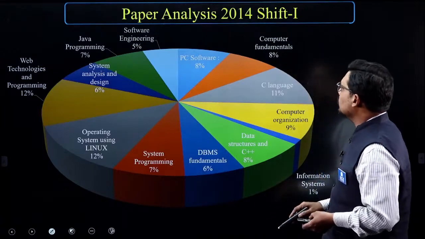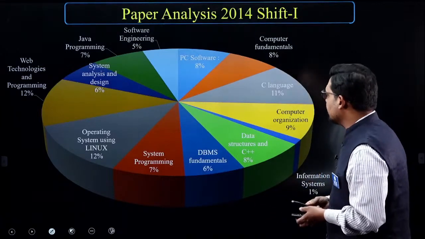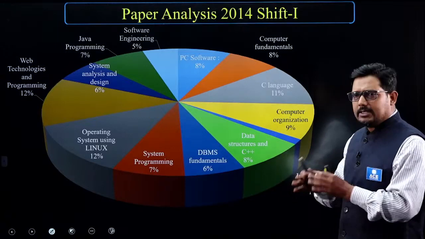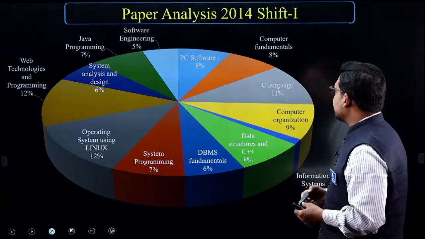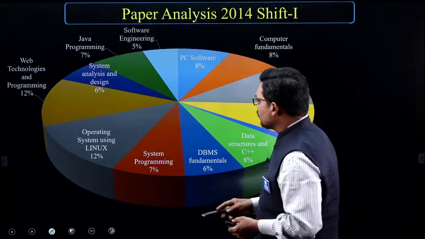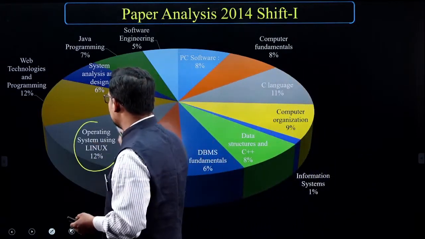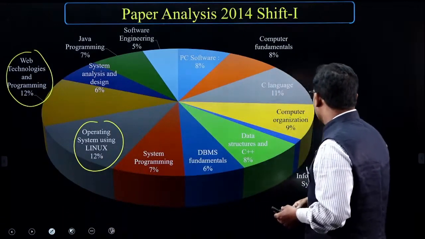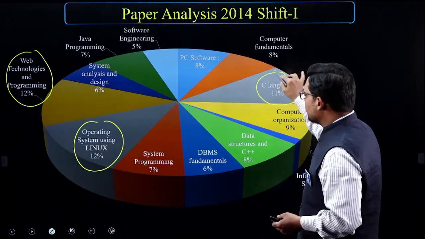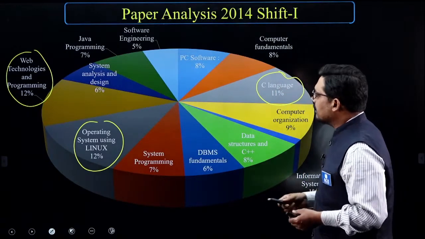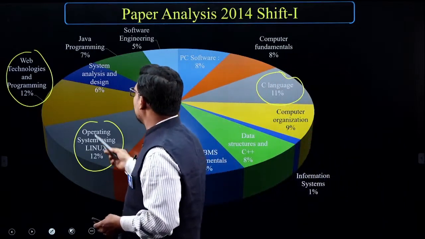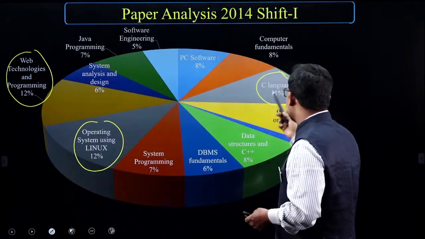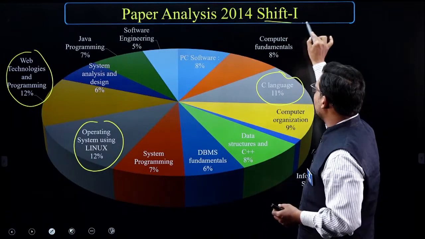And this is the 2014 analysis. Whether it will reflect or not remains to be seen, but more or less it will remain the same. As you can see, the largest weightage is operating system with Linux, having 12% of the weightage in that paper. Web technology and programming is having 12%. C language itself is having 11%. So these are the high weightage subjects where questions are coming in the shift 1 paper: operating system, web technology and programming, and C language.